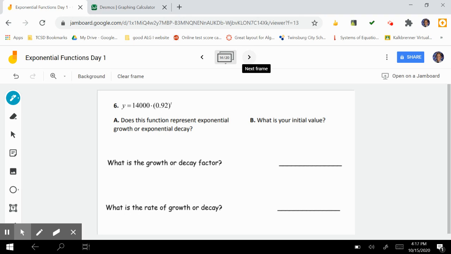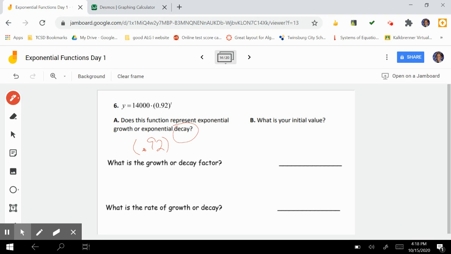We had growth. Now guess what we're going to move to? And I'm going to change it to red. Red is decay. So this is going to be decay. How do you know? Because that number inside of parentheses is 0.92, which is less than 1. So it's pretty obvious if it's growth or decay, I hope.